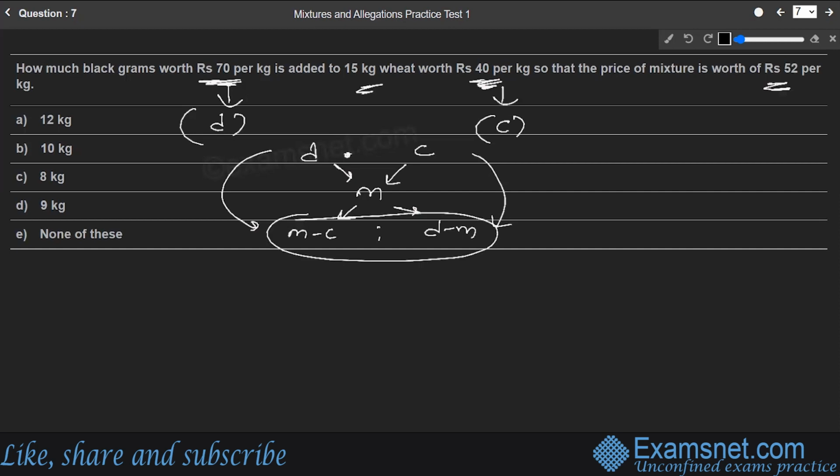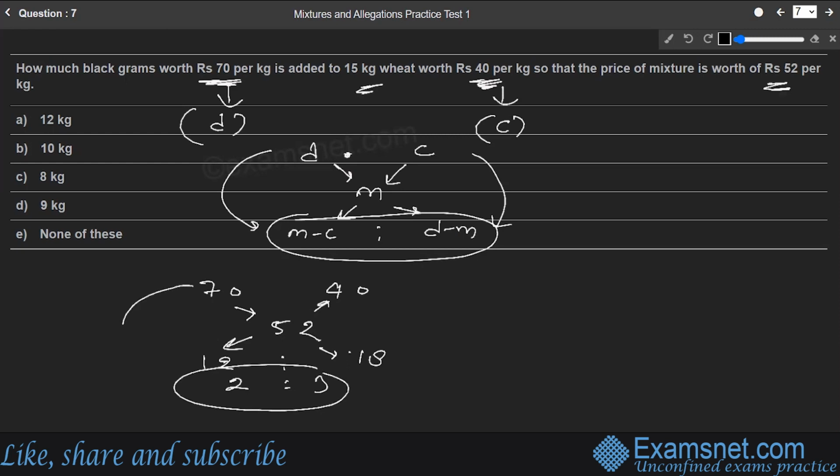Now, the dearer part is 70, so let us write 70. Cheaper part is 40. Mean price they want is 52, so that should be the mean price. Let us solve it. 70 minus 52, that we are supposed to do, is going to be 18, and then 52 minus 40 is nothing but 12. So 12 is to 18 should be the mixture, which is nothing but 2 is to 3. So the 70 rupees per kg one should be 2 parts, and the 40 rupees per kg one should be 3 parts.